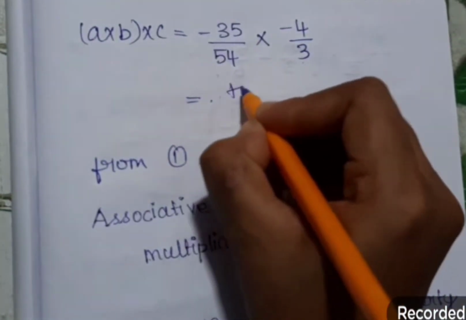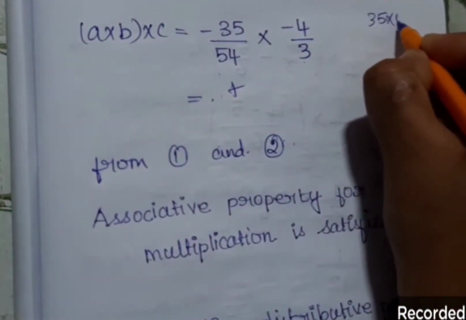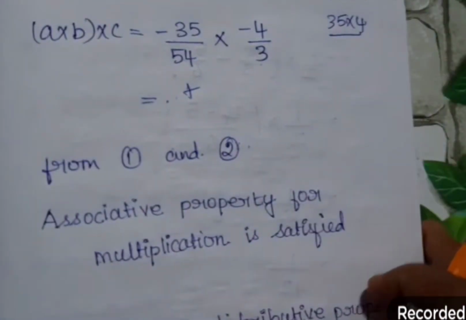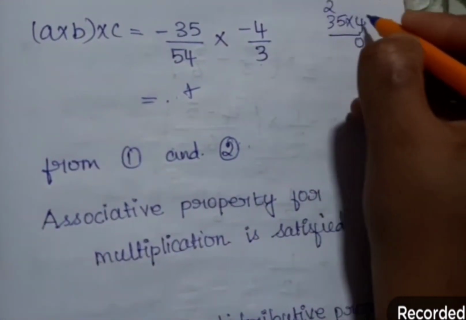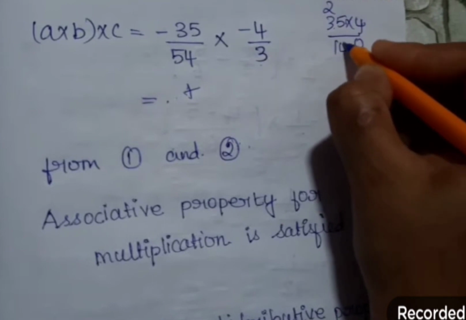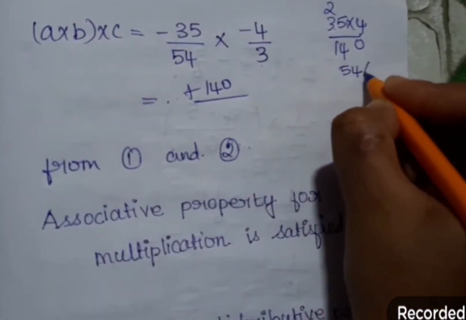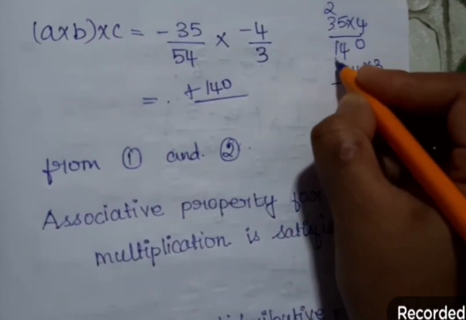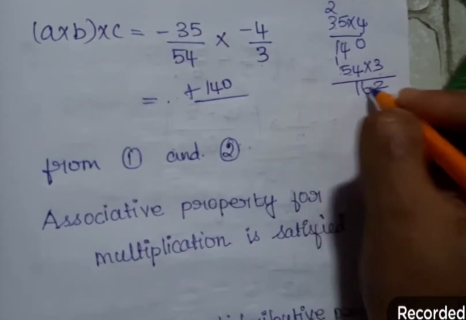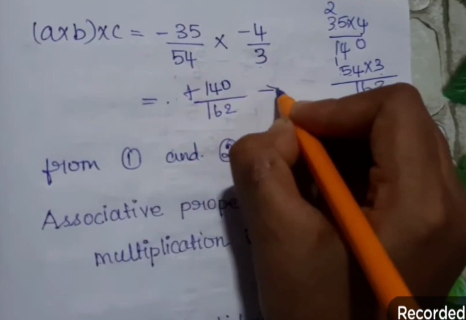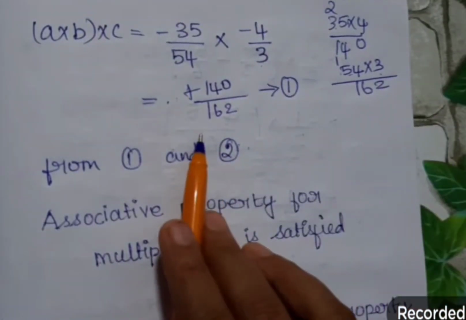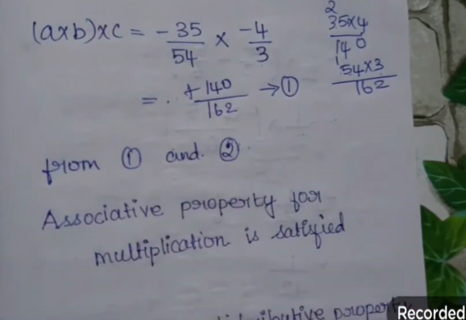So try to multiply, minus 35 into minus 4, minus into minus becomes plus. 5 4s are 20, 2 balance, 4 3s are 12, 12 plus 2 is 14. 140 divided by 54 into 3. 3 4s are 12, 1 balance, 3 5s are 15, 15 plus 1 is 16. 162. The same answer we are getting. So the associative property of multiplication is verified.